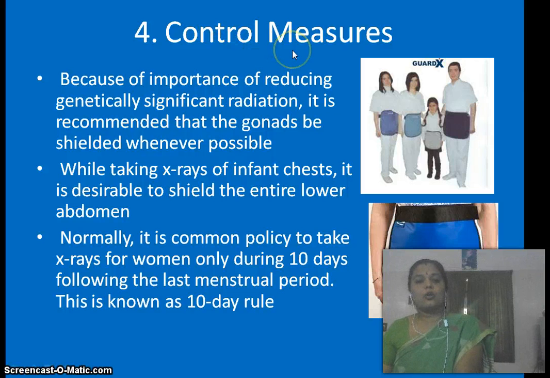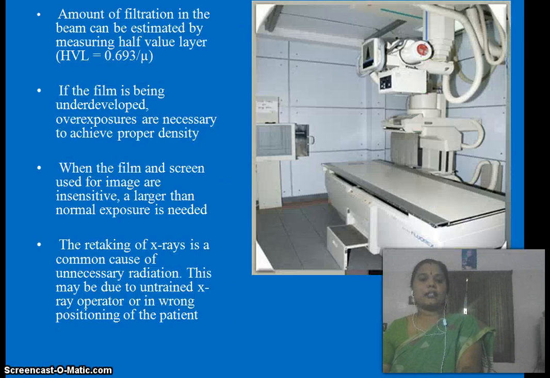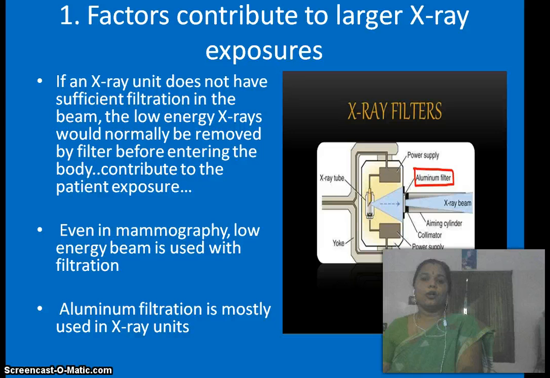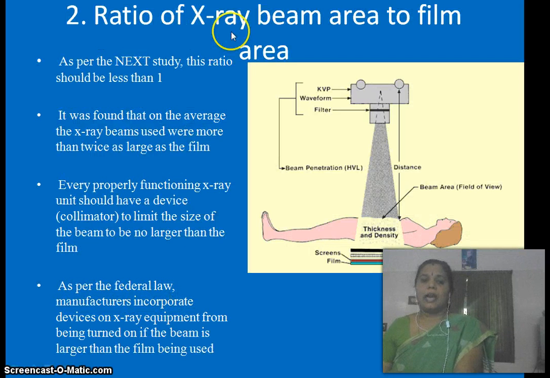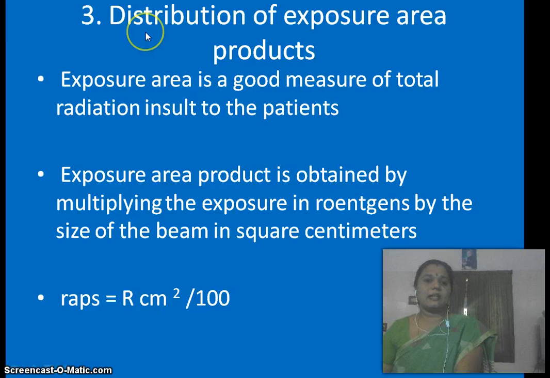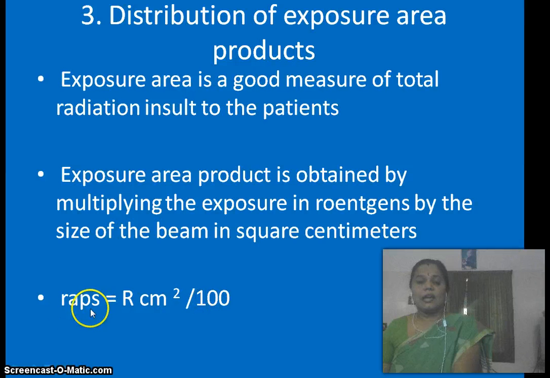And what are all the control measures to avoid this unwanted radiation? So there are 4 factors which have to be kept in mind to avoid larger X-ray exposures. Filter should be used, and film should not be underdeveloped, and the film and the screen should be more sensitive. Retaking should be avoided, and always we should be more concerned about the ratio of this beam area and the film area, where this ratio should always be less than 1, and this exposure area should be calculated then and there, which is nothing but called the RAPS.